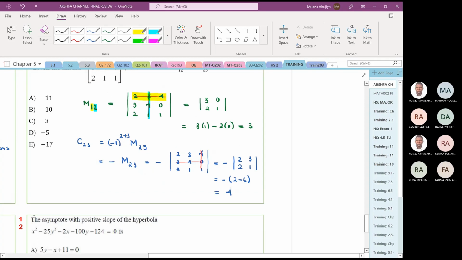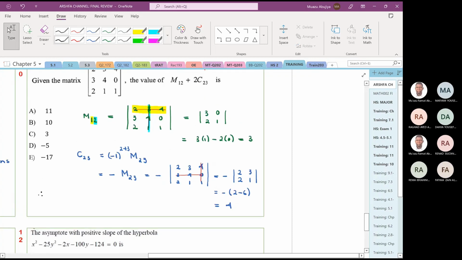So now, what does the question say? Therefore, we are looking for M12, which already we know, plus 2 multiplied by C23. And this is going to be equal to 3 plus 2 into 8. No, 2 into 4, sorry. And this is going to be 3 plus 8, which will be equal to 11 as our answer.